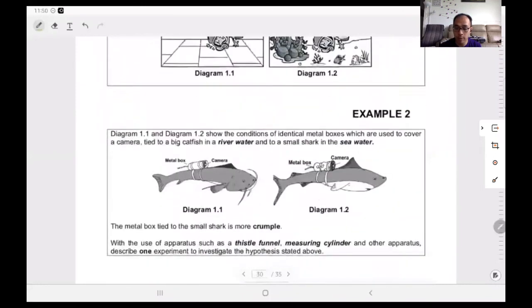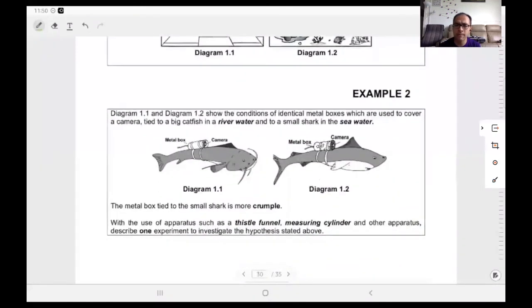Another example would be this. This is a past year trial question, I think. Conditions of identical metal boxes. So you have a metal box over here. One is in river water, so this shark over here is in river water, and this shark over here is in sea water. Think about the sea water is more dense than the river water. The metal box tied to the small shark is more crumpled. And then of course diesel funnel and measuring cylinder. This is this one.